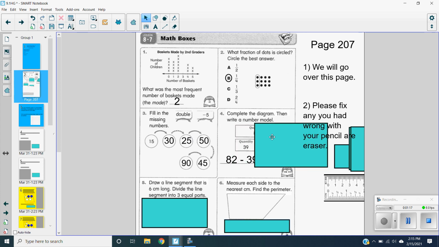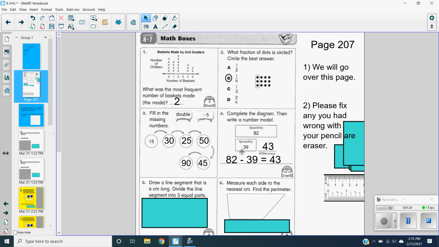For question 4, complete the diagram, then write a number model. So I'm starting with 82. My smaller quantity is 39. I know that 82 minus 39 equals 43. So 43 would be my difference.